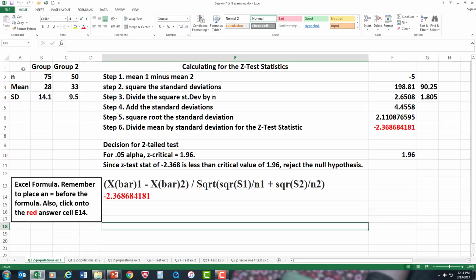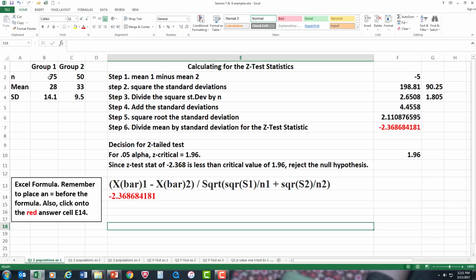Your first step should be make a chart like this with your sample population. Group 1 will have 75 people in it, and group 2 has 50 people in it. Then have your means, 28 and 33 respectively, and your known standard deviation for each group, because you're going to need these numbers in order to do the z-test statistic.